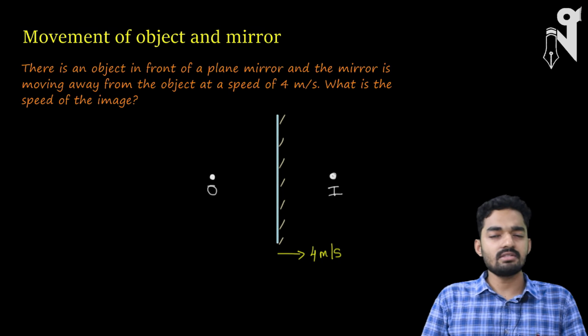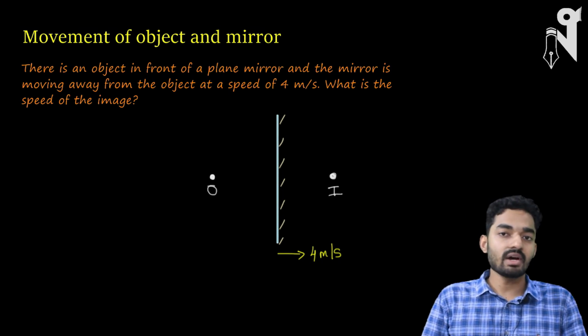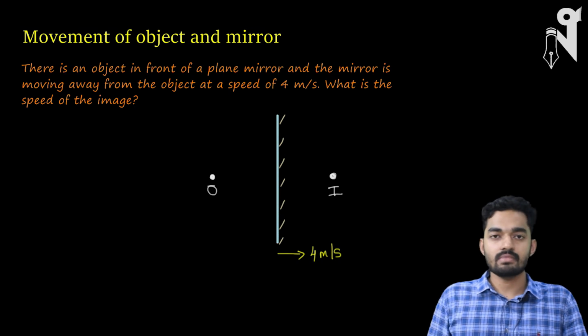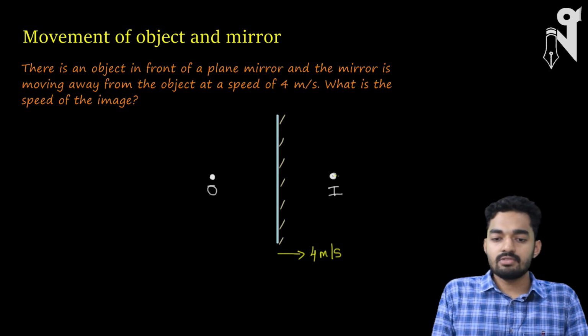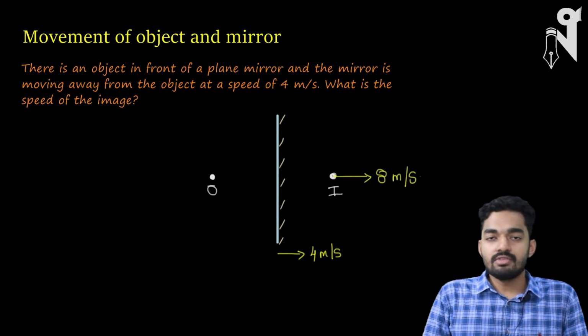So therefore whatever is the speed of the mirror, in this case the speed of the image will be twice of that, because the image is covering twice the distance as compared to the mirror. So I can say that if the mirror is moving at a speed of 4 meter per second towards right, the image will also move towards right, but it will move at a speed which is twice that of the mirror, so 8 meter per second. So that is the speed of the image. It is 8 meter per second, and the image will be moving in the backward direction.